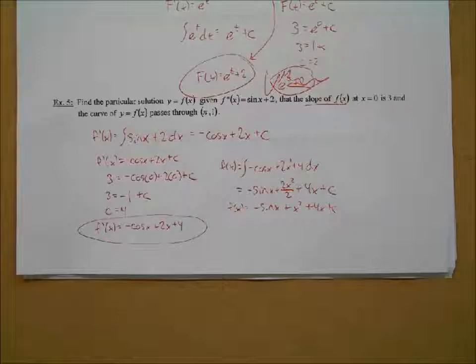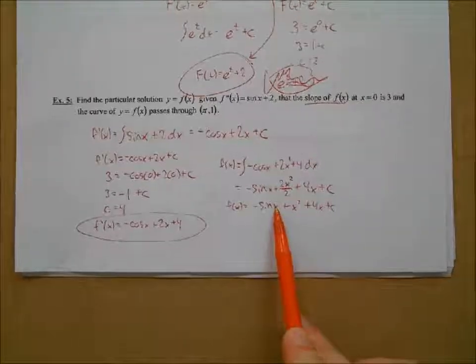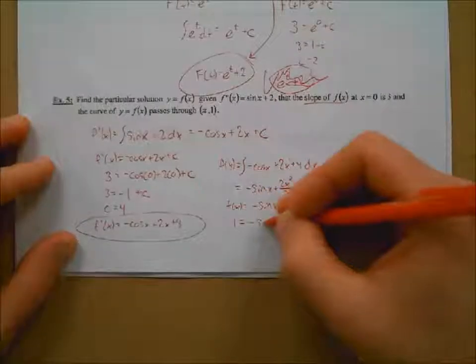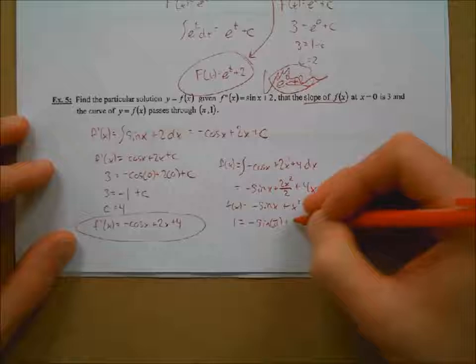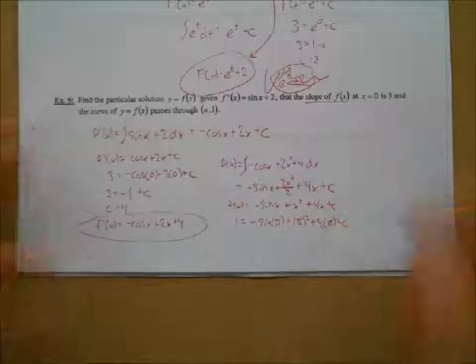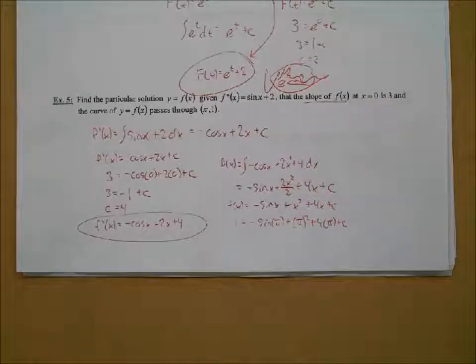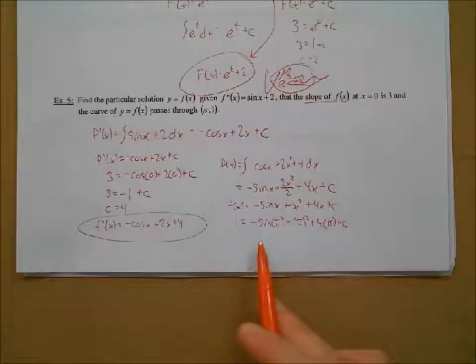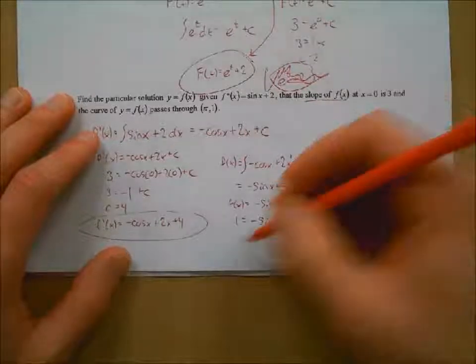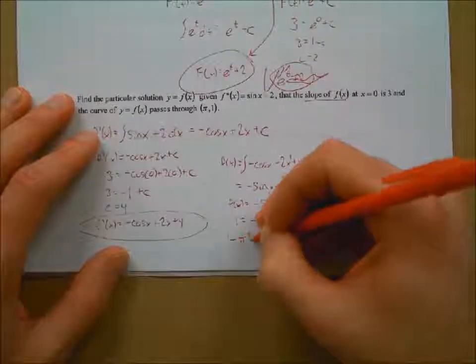And let's see here. How can we figure out our c in this case? What's going to go in for x? Pi. And what's going to go over here for f? 1. So it's 1 equals negative sine of pi plus pi squared, plus 4 times pi plus c. What is the sine of pi? 0, and negative 0 is still 0. And so we have pi squared and 4 pi, so I'm going to just subtract both those quantities over. So we'll have 1 minus pi squared minus 4 pi equals c.